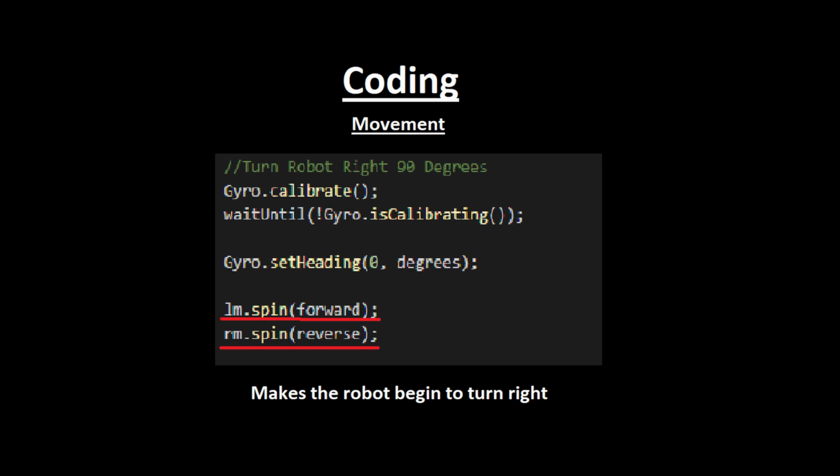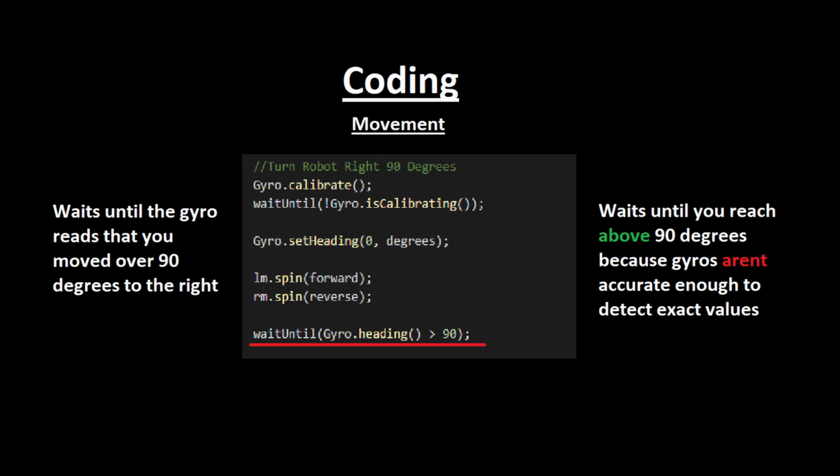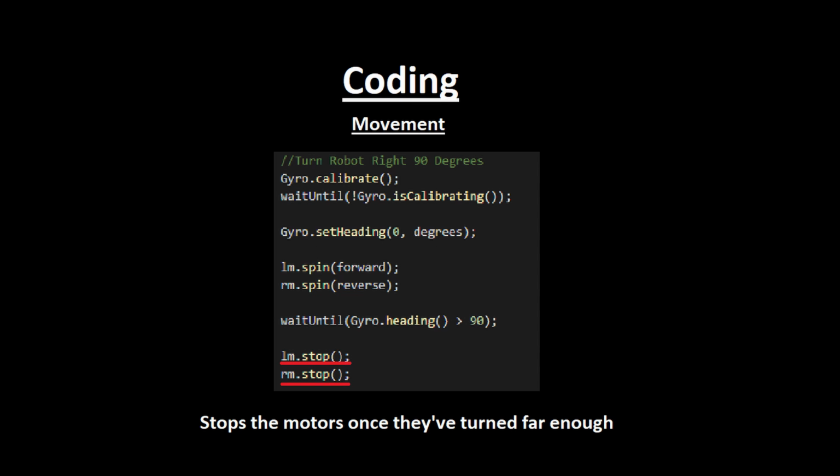Now, to make sure it stops spinning, you can make the command wait until the gyro hits above 90 degrees as its measurement, as the gyro isn't precise enough to always hit 90 degrees on the dot. This can be done using the command wait until gyro.heading(), is greater than 90. You could use wait until for other commands as well, to make sure that the code doesn't run until something else happens. Once the gyro hits 90 degrees, just stop the motors with a simple motor.stop, and then you'll be fine and dandy, having turned a full 90 degrees right.